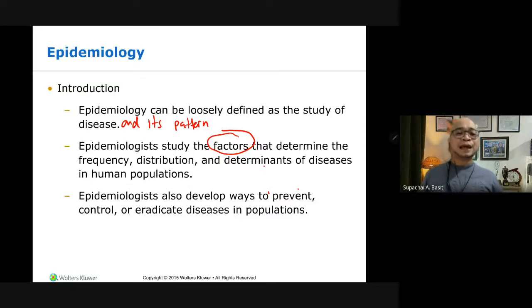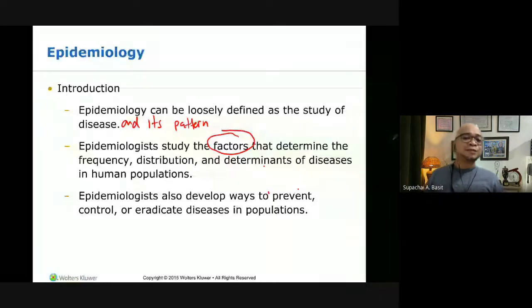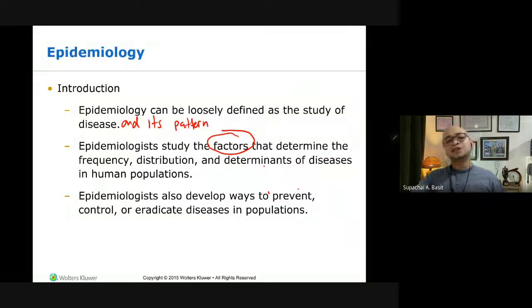And they really play a very important role in public health, especially now that we are experiencing a pandemic, because they are trying to develop ways to prevent, for example, COVID-19. And then they're also trying to control it. One of the promising ways of controlling COVID-19 is through immunization, so that hopefully in the future we'll be able to eradicate COVID-19, not just here in our country, but in the entire world as well.